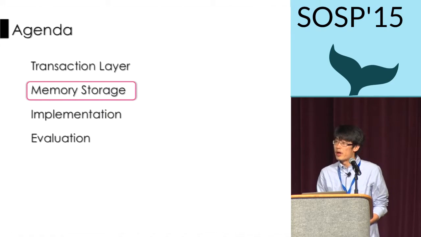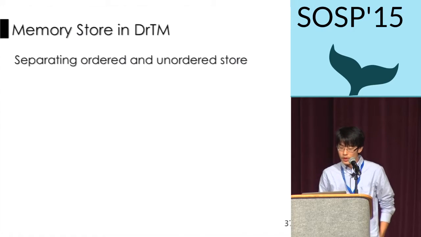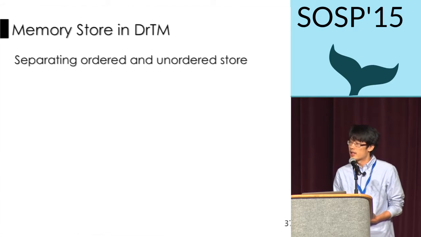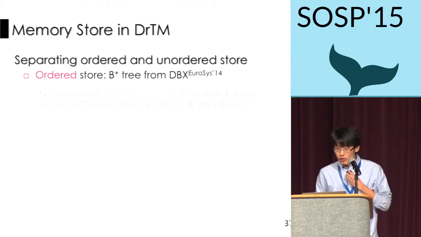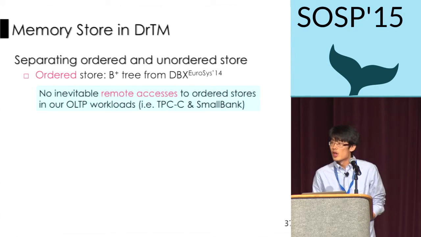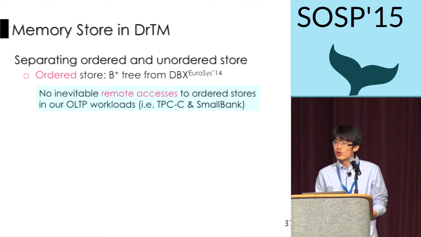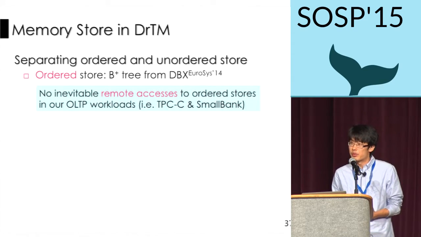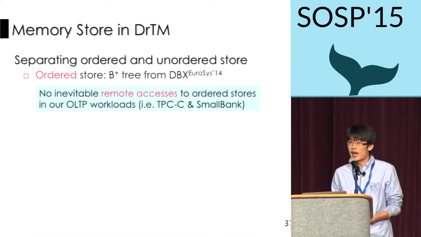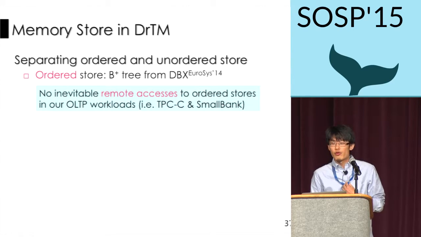Next, I will talk about our memory store designs. DrTM provides an ordered store and an unordered store according to database table access patterns. For those tables that require range queries, we provide an ordered store where each partition is stored as a local B+ tree, similar to DBX B+ trees. Here we do not optimize RDMA operations for the ordered store, since in our workloads there are no inevitable remote accesses to an ordered store. An RDMA-friendly ordered store is still a challenge for us.